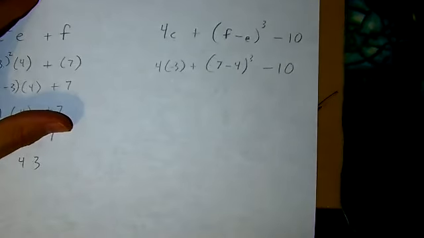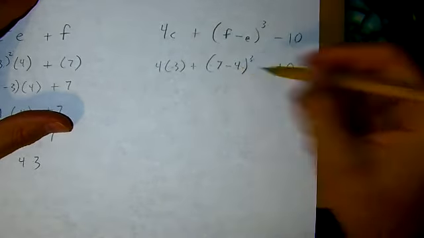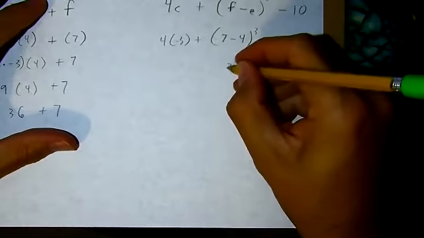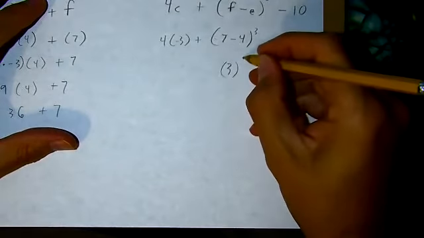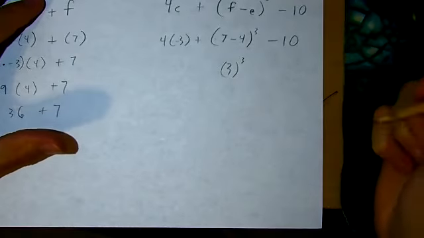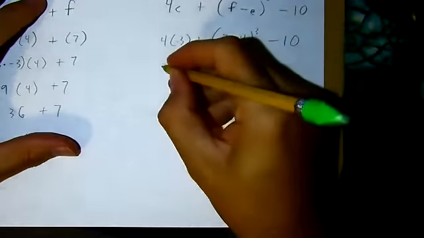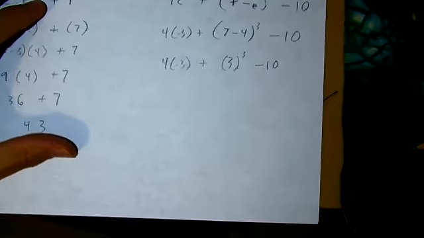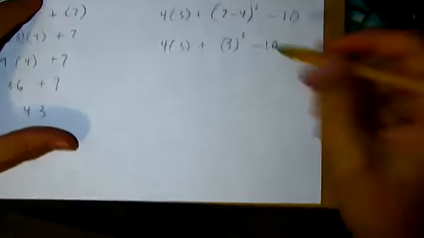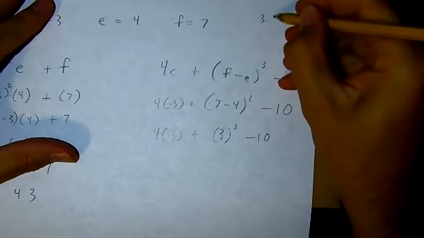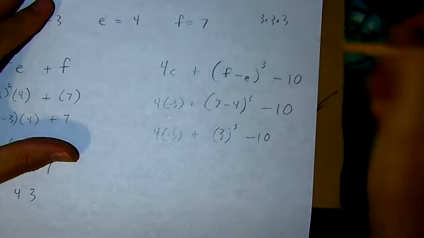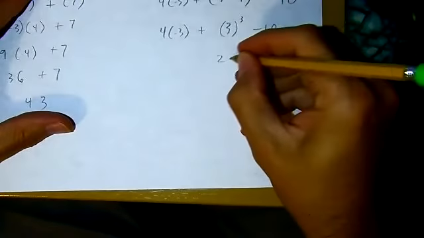Okay, so step 1 is plug in all your numbers for your letters. Step 2 is follow PEMDAS. PEMDAS tells me to do what's inside the parentheses first. So the first thing I got to do is 7 minus 4, which is 3. I'm going to leave that in parentheses just because I have a cubed touching the outside of the parentheses. Bring everything down that wasn't an exponent. Now we do our exponents. So 3 cubed. Well, you can do that out to the side. 3 times 3 times 3. 3 times 3 is 9. 9 times 3 is 27. So that ends up being 27.